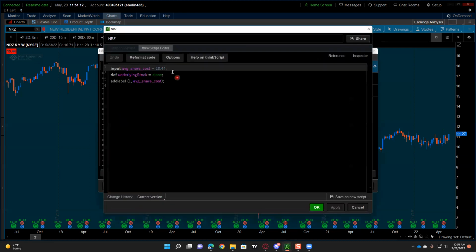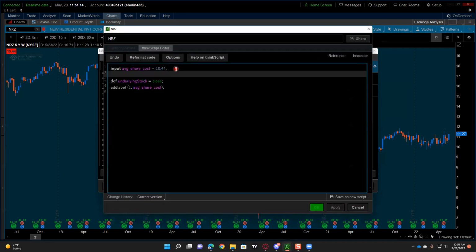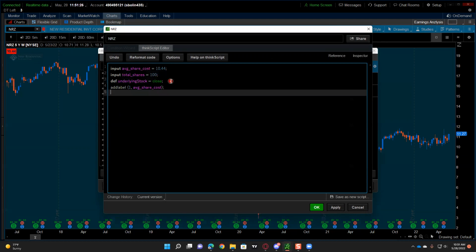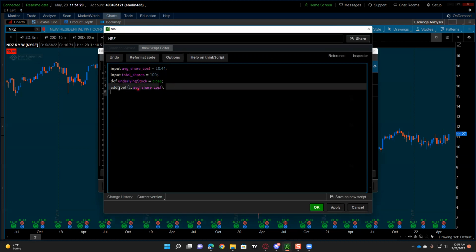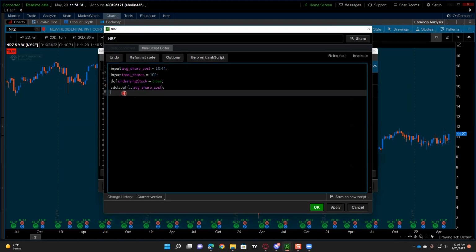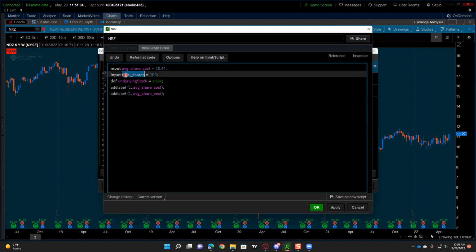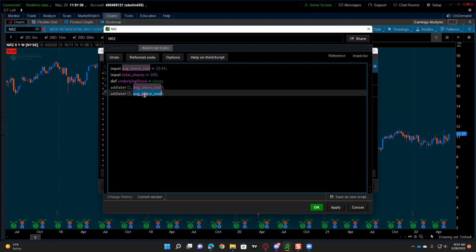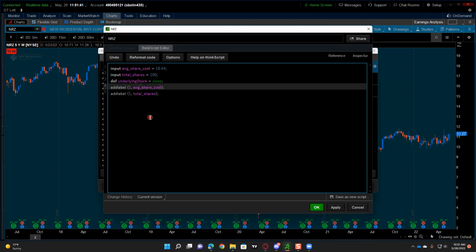Okay, so let's go back into the code. And add a place for shares. And now we've got a label for average share cost and total shares. But if I hit apply, you can just see numbers up there, 1044 and 100.